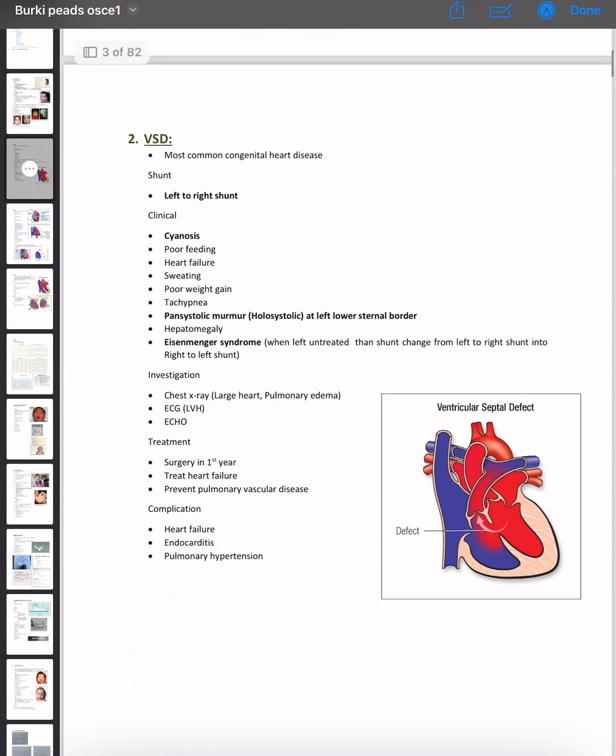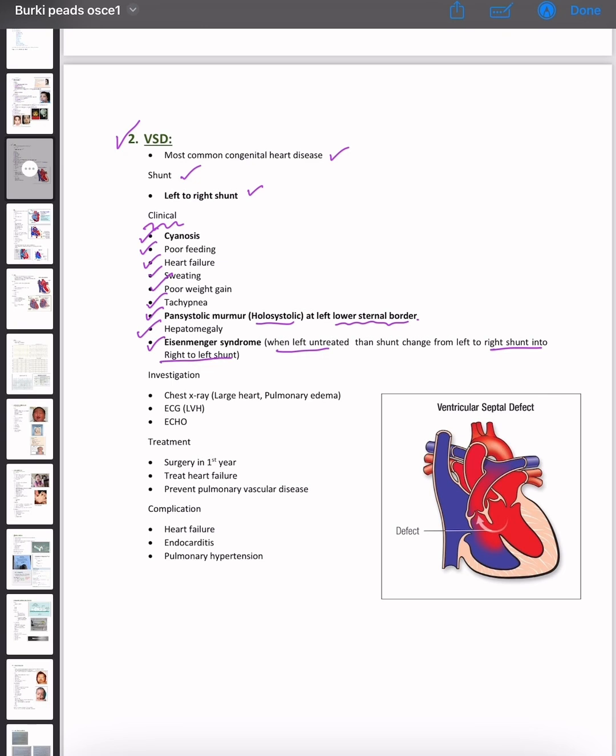Okay, what is VSD? Ventricular septal defect. It is the most common congenital heart disease. Left to right shunt is present in VSD. What will be the clinical appearance? Cyanosis will be there, poor feeding, heart failure, sweating, poor weight gain, tachypnea, pansystolic murmur at left lower sternal border, holosystolic, hepatomegaly, Eisenmenger syndrome. What is Eisenmenger syndrome? When left untreated, then shunt changes from left to right shunt into right to left shunt.